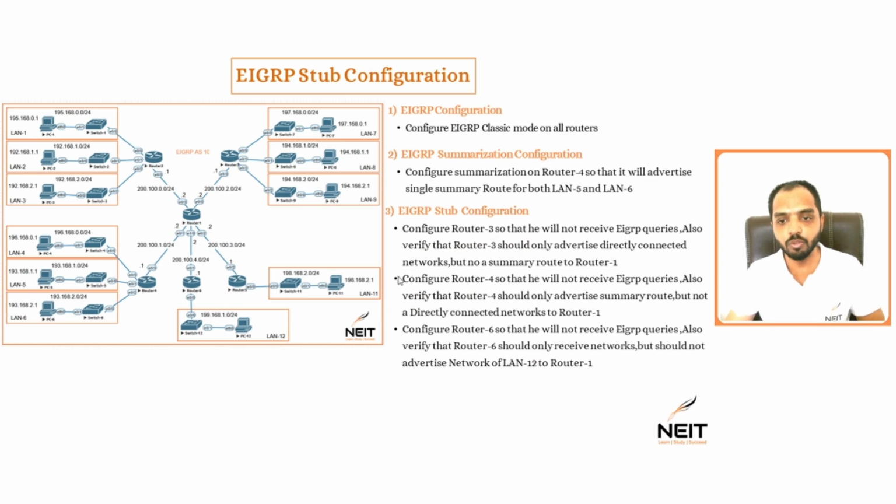Now after that we have to configure the EIGRP stub configuration on router 3 so that it will not receive any EIGRP queries. Also we have to verify that router 3 should only advertise directly connected networks but not a summary route to router 1.